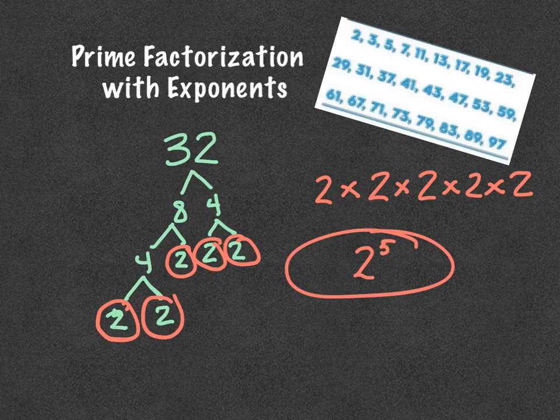And that equals 32. And again, if I were to actually work backwards and check my work, 2 times 2 is 4. 4 times 2 is 8. 8 times 2 is 16. 16 times 2 is 32. So it does work both ways, whether you are going forwards or backwards.